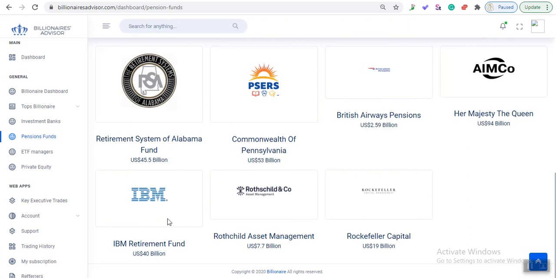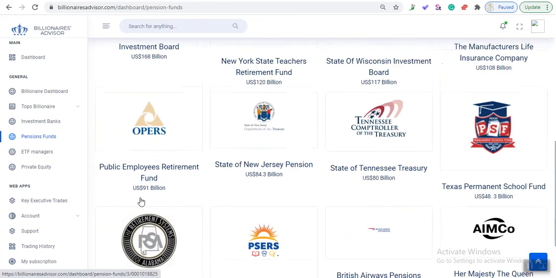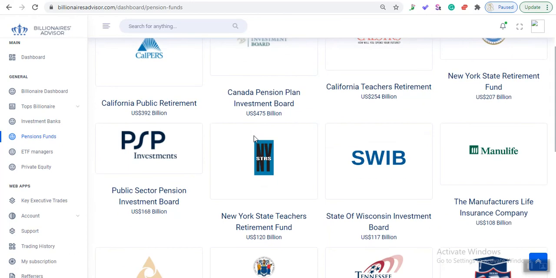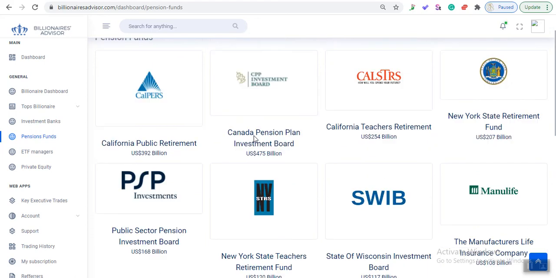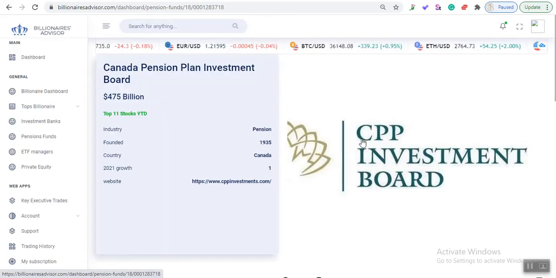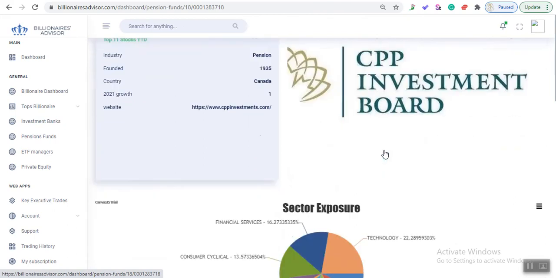In this example, of course, I will highlight IBM, and I will also highlight Canadian Pension Plan Investment Board to get an idea how to trade and own the same stocks these large pension funds own, and you realize that their exposure to these stocks and ETFs might be different than the billionaires themselves, and might be a little different than the investment banks themselves, because we're in the pension fund category. Now let's get started. CPP.